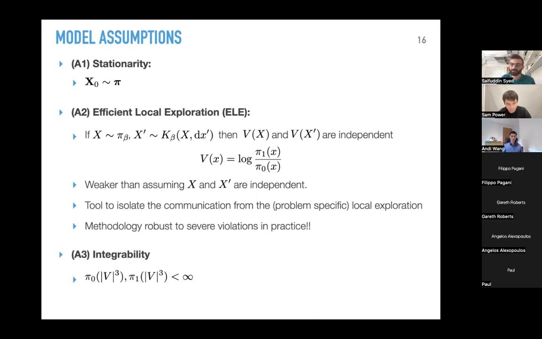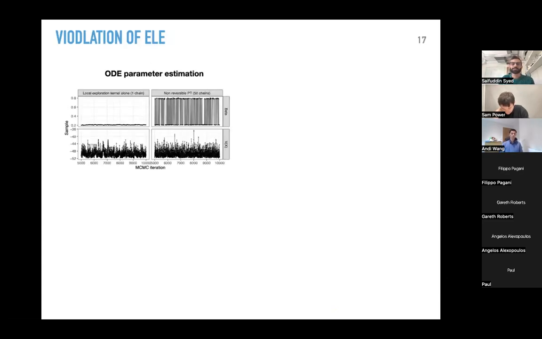And also we assume an integrability condition on just the log likelihood. But notice as well, we made no structural assumptions on the state space or the target itself, just the actual local MCMC moves that you have. So in particular, it's really robust to severe violations of the ELE.